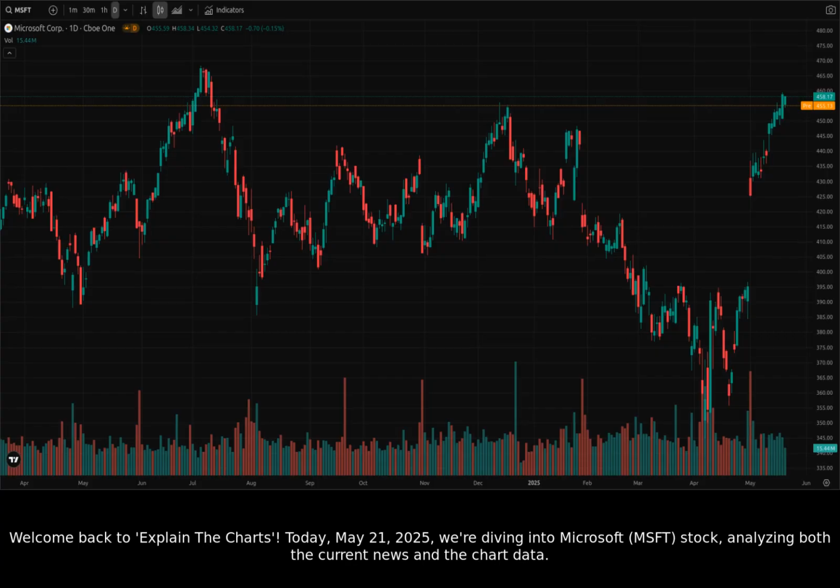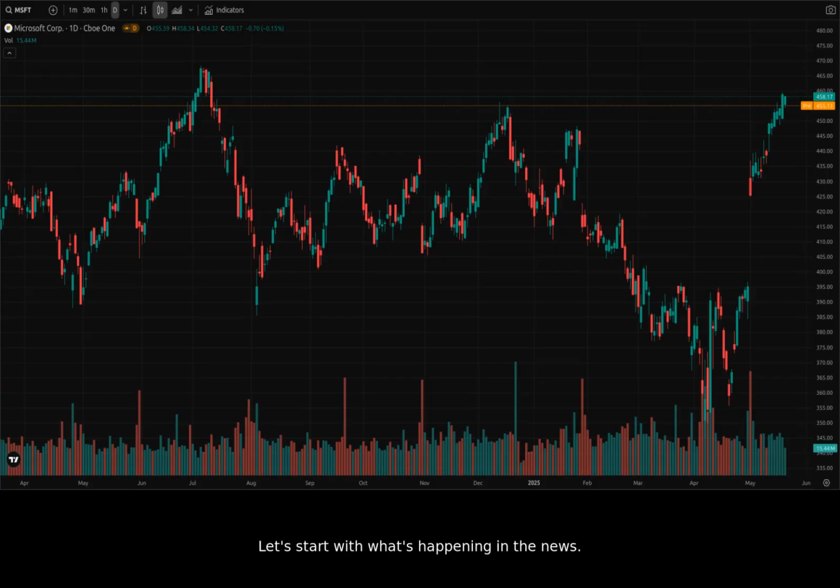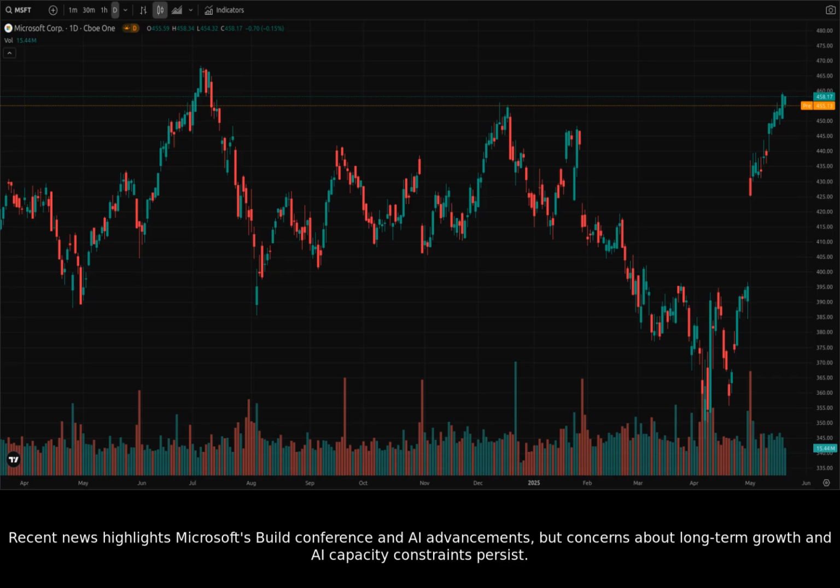Today, May 21st, 2025, we're diving into Microsoft MSFT stock, analyzing both the current news and the chart data. Let's start with what's happening in the news. Microsoft stock is currently trading around $454.879 in after hours, slightly down. Analysts remain largely bullish, with an average 12-month price target of $509.41. Recent news highlights Microsoft's Build conference and AI advancements, but concerns about long-term growth and AI capacity constraints persist.